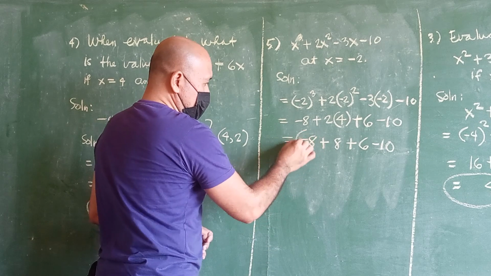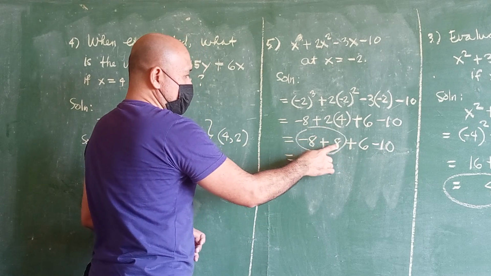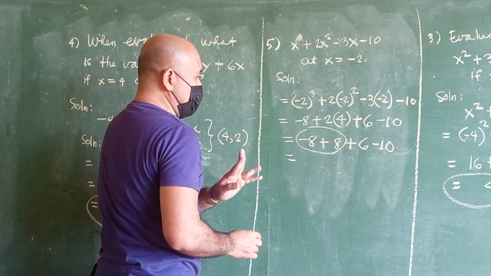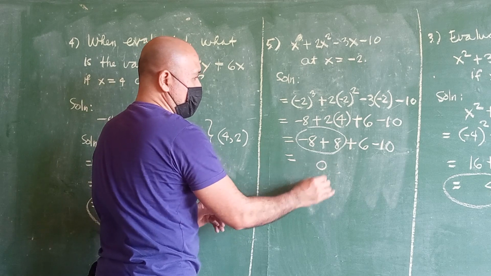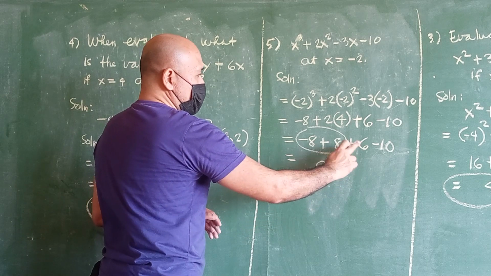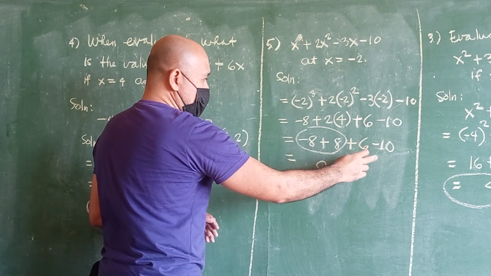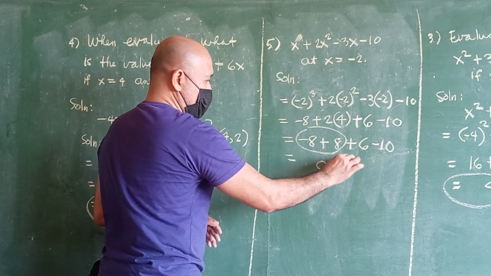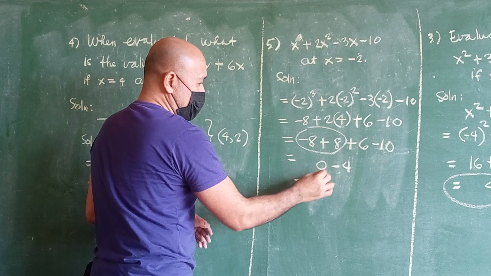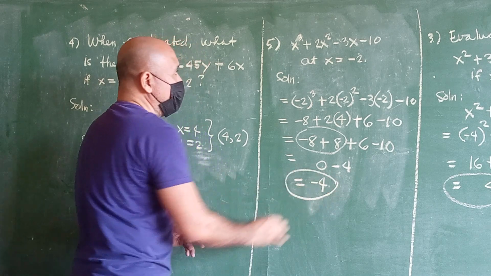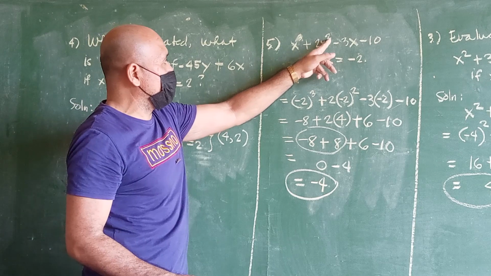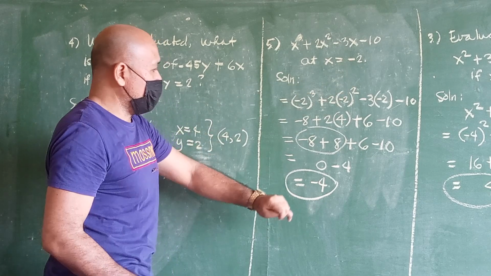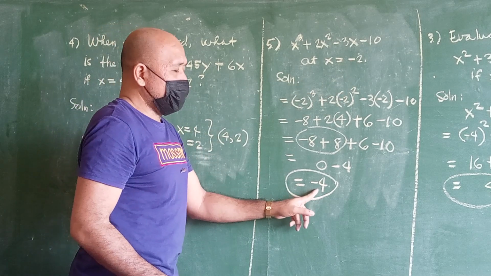And take note of this. Negative 8 plus 8, you are adding two integers that are opposites, so that becomes 0. And then positive 6 minus 10, the result is negative 4. So therefore, your final answer is negative 4. So when you evaluate x cubed plus 2x squared minus 3x minus 10 at x is equal to negative 2, your final answer is negative 4.